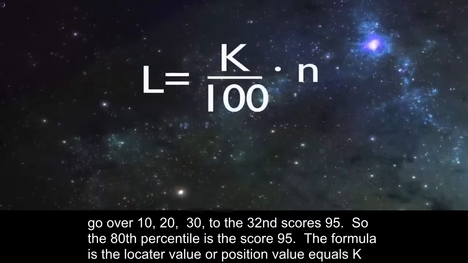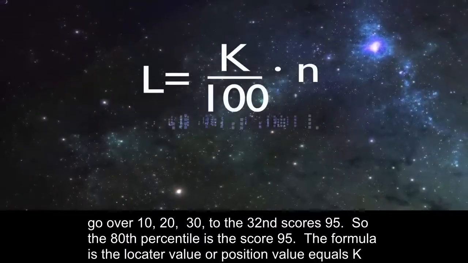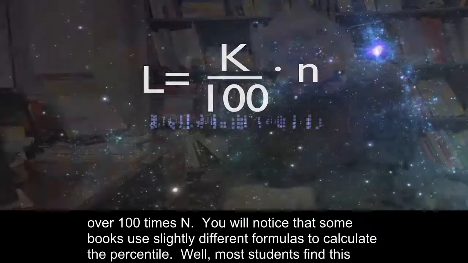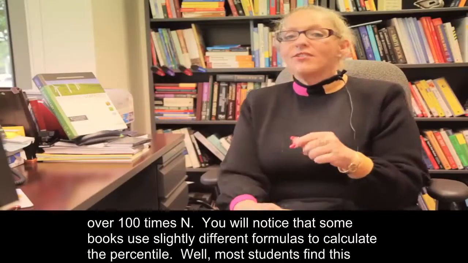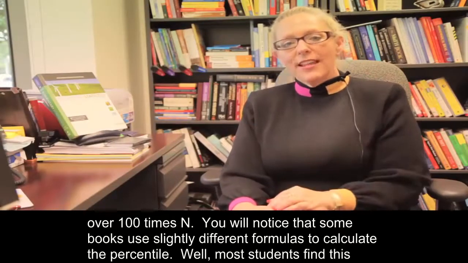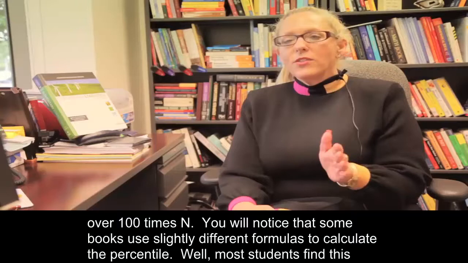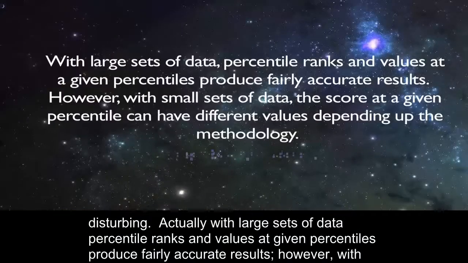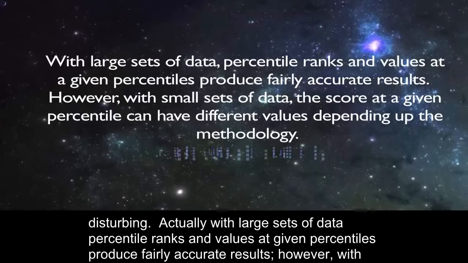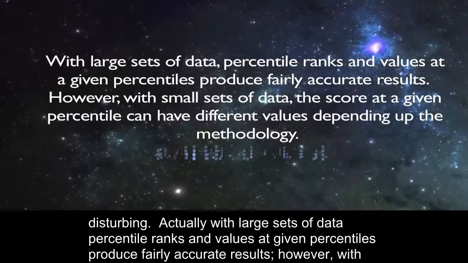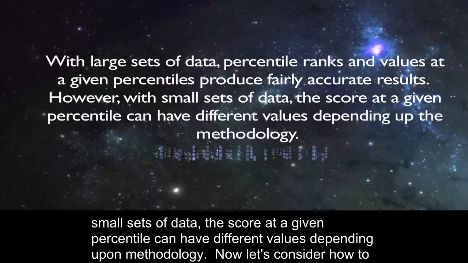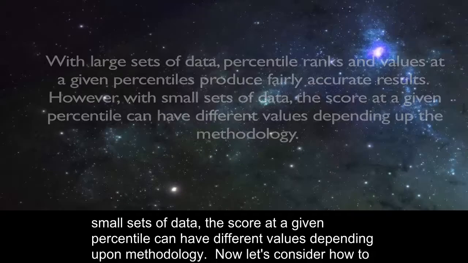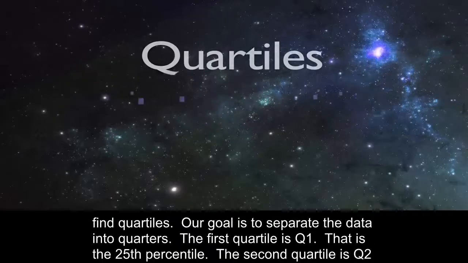The formula is the locator value or position value equals K over 100 times N. You will notice that some books use slightly different formulas to calculate the percentile. While most students find this very disturbing, actually, with large sets of data, percentile ranks and values at given percentiles produce fairly accurate results. However, with small sets of data, the score at a given percentile can have different values depending upon the methodology.